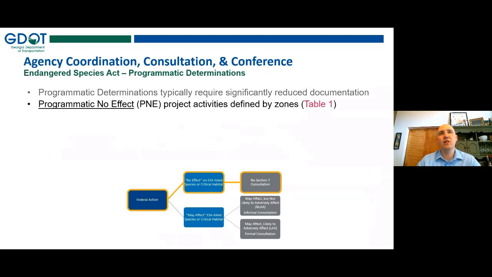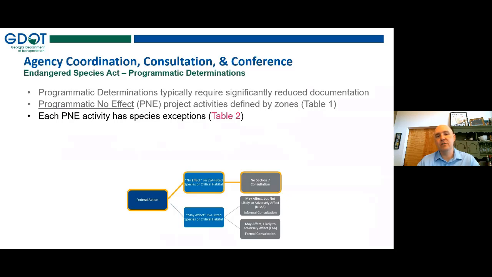But we are going to define all of those programmatic no effect project activities by zones. And you'll have to open up the JCP to see those zones. But it basically is talking about the roadway, the road side, the road slope, down into the maintained right-of-way. And so it tells you exactly what activities are allowed within each of those zones. But there are exceptions for every one of those zones. Sometimes we have species that come right up to the roadway edge, and even a project that may have, say, shoulder paving or shoulder building could have a major impact to a particular species. And so we have those exceptions there.